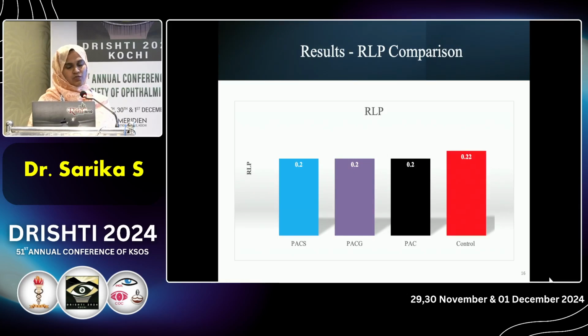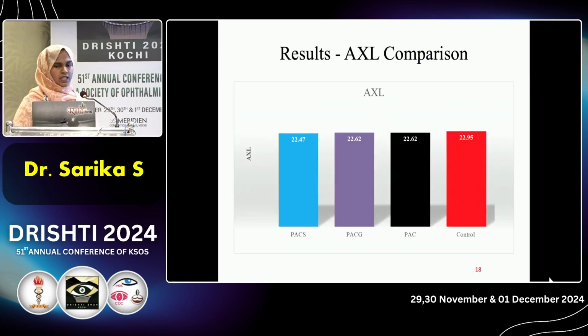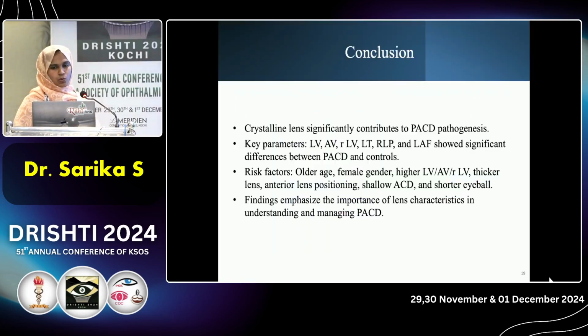Relative lens position, which is measured as anterior chamber depth plus half of lens thickness divided by axial length, also had a significant difference between the case and control groups. Lens axial factor was also measured, as lens thickness divided by axial length times 10, which also showed a significant difference between the case and PACD groups. Axial length was almost similar in both the case group and the control group.